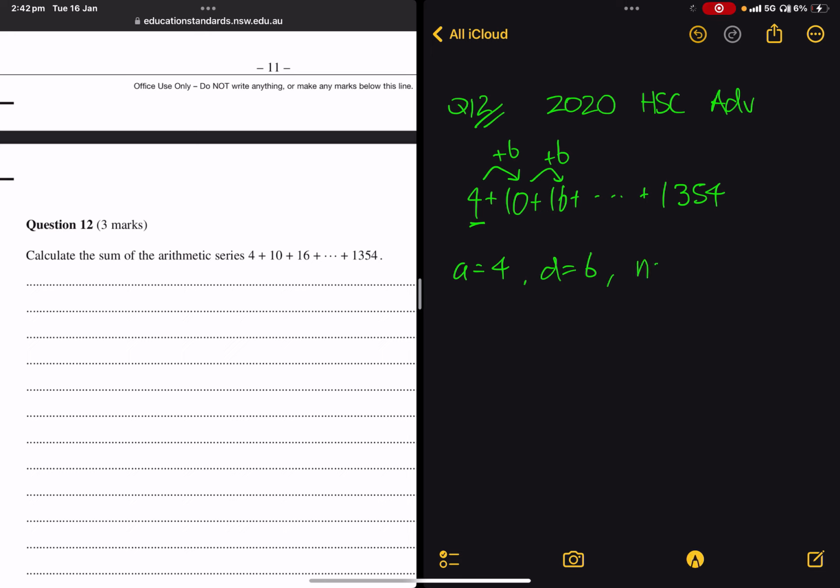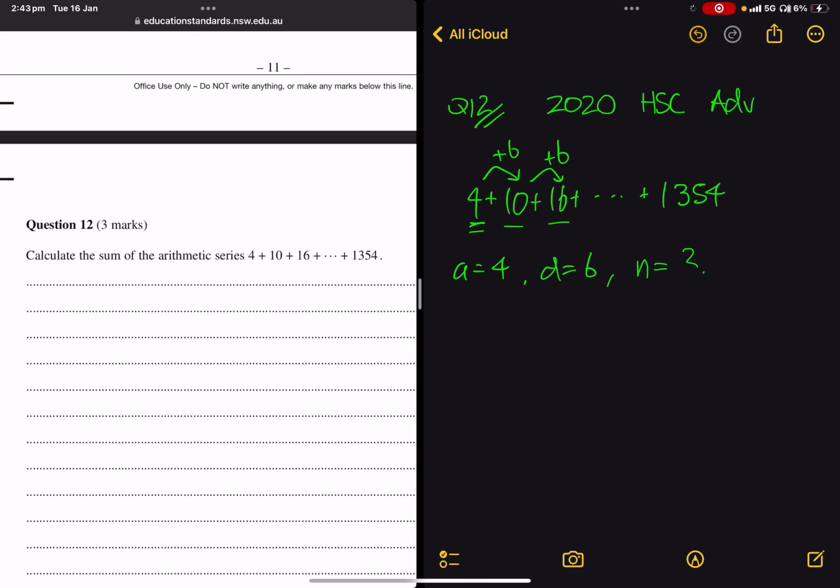Now this is what we often refer to as n. This is the number of terms. So 4 is the first term, 10 is the second, 16 is the third, and so on. We don't actually know this. This is not given to us in the question. So we can't find the sum yet. We first have to find how many terms there are in this particular series.